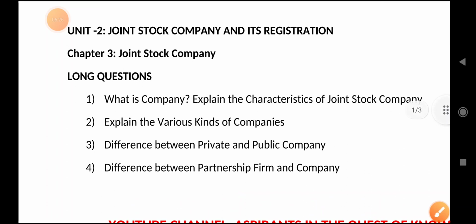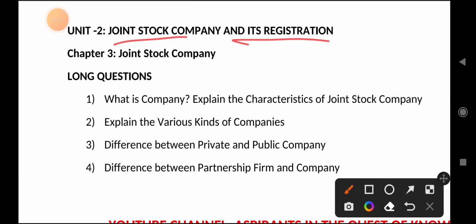Next, unit 2. Unit 2 is joint stock company and its registration. Okay, first one, joint stock company. Explain the characteristics of a joint stock company.